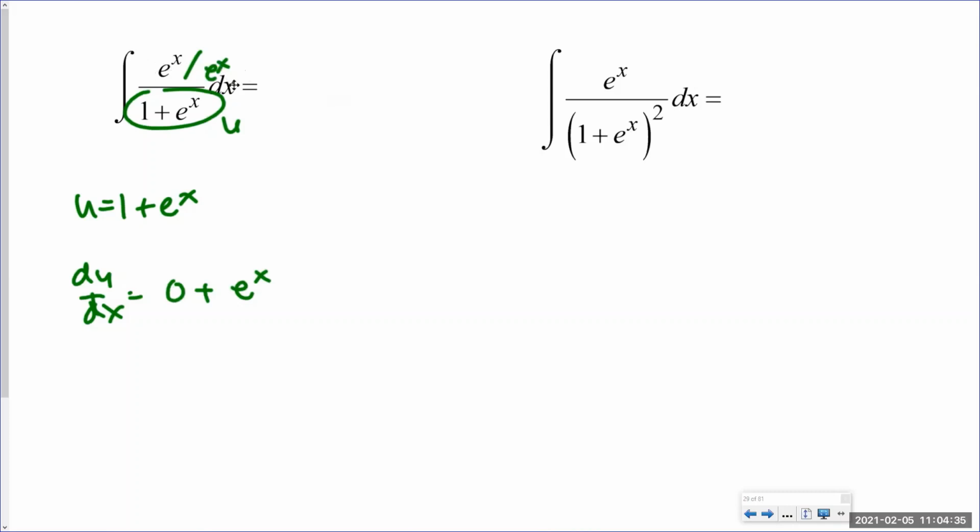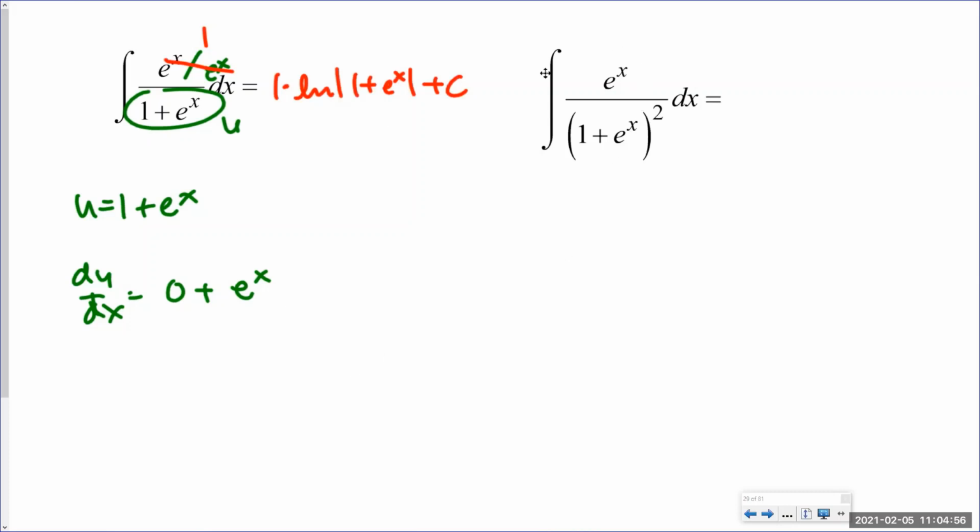Do my x's cancel out up here? Do they? Why, yes, they do. So I have a 1 left over, and we said the u was the entire bottom. So that's 1 times ln of the absolute value of u, which is 1 plus e to the x, plus c, and bam, we're done. You guys good with that?